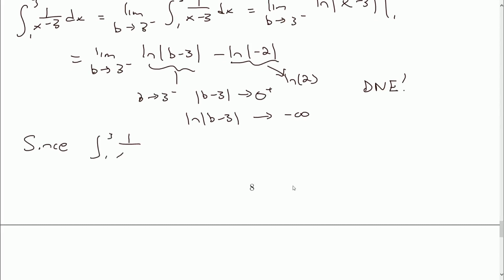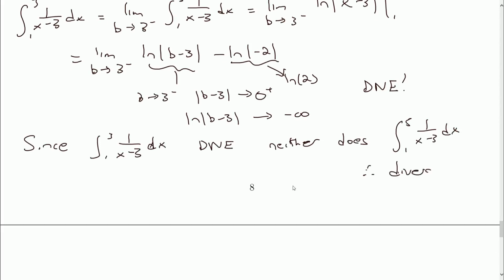Since the integral from 1 to 3 of 1 over x minus 3 dx doesn't exist, neither does the integral from 1 to 5. All it takes is one of them to fail. They both have to exist for it to exist. And since one of them failed, we get divergent.